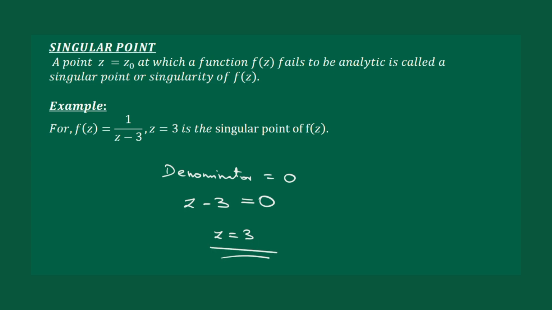So we can conclude that z equal to 3 is the singular point. Likewise, if there is more than one term in the denominator, equate each to 0, and all those points are called singular points. So a function may have more than one singular point. This is an example for which there is only one singular point, z equal to 3. There may be some more functions where the number of singular points is more than one.